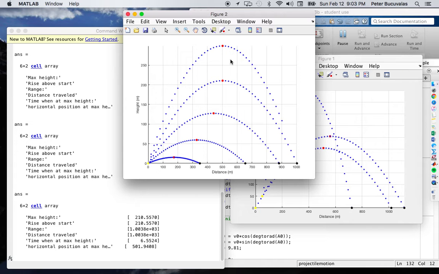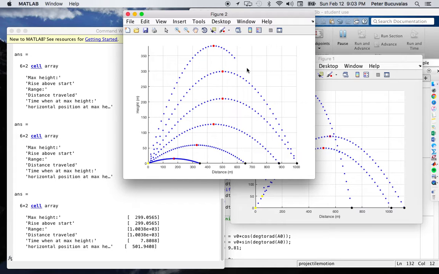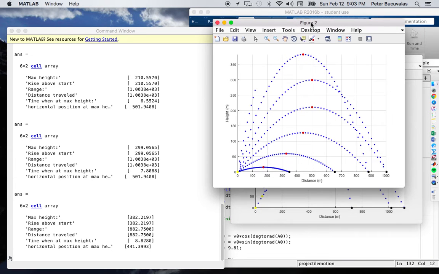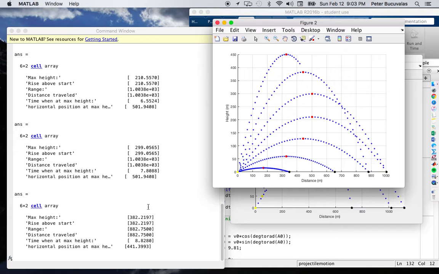So here is the 50-degree launch landing right where the 40-degree launch landed, 60 degrees, and so forth. And move that over. And here you have our outputs as they are falling back down. You can see what is going on there.